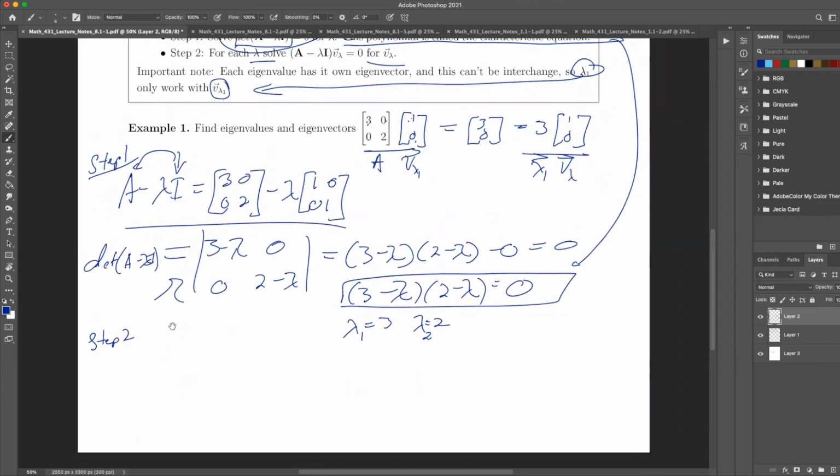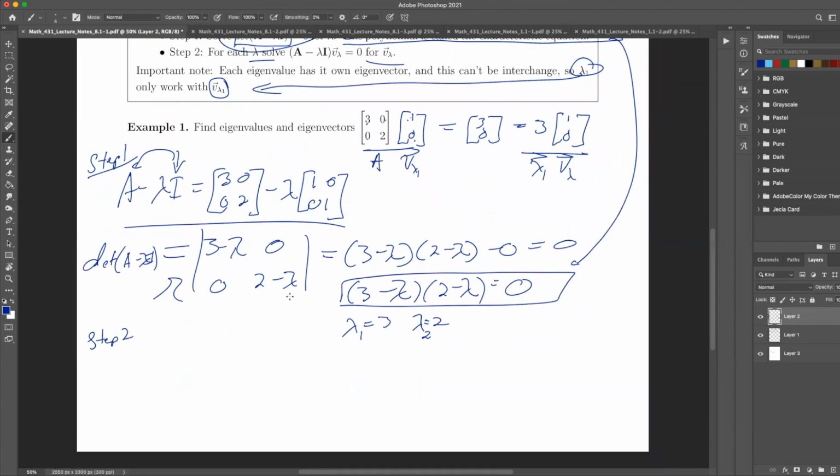So here, we're going to take lambda 1 equal to 3. So step 2 for lambda 1 equal to 3. Now I want to solve this equation. Well, here I'm just going to plug in what I know these values are, right? So I'm going to have 3 minus 3, 0, 0, 2 minus 3, times some vx, some vy. I'm just going to label them vx, vy.